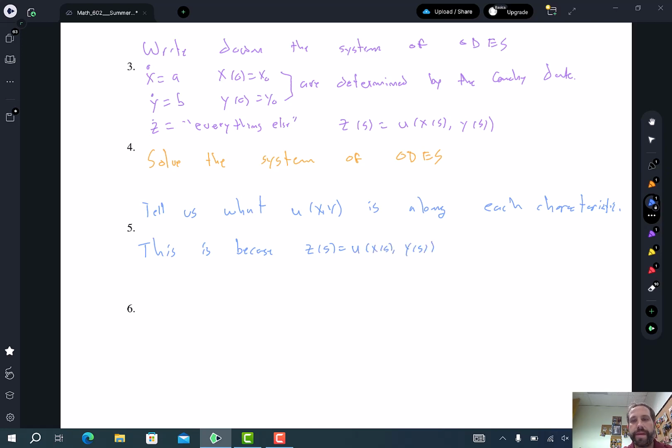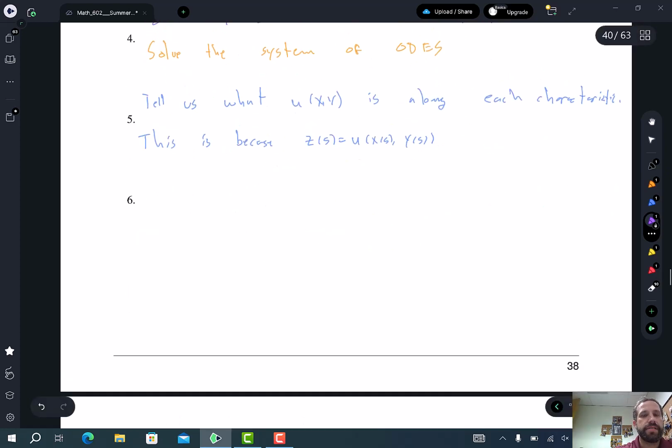Okay, and so step 5 is this penultimate step. And the ultimate step now is to weave all of these characteristics together. We know what u is along all of the characteristics. Now we're going to weave these together. Practically, what this means is, given a point in the plane, we're going to find the characteristic that it lies on and what the solution is equal to at that point.